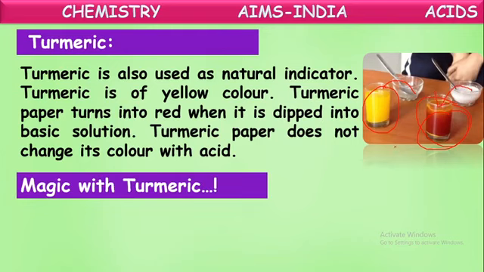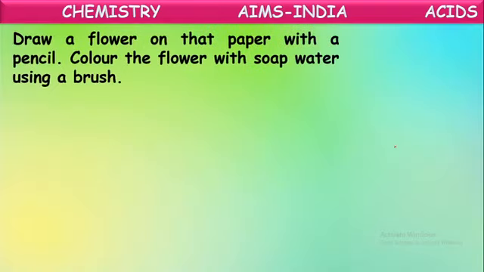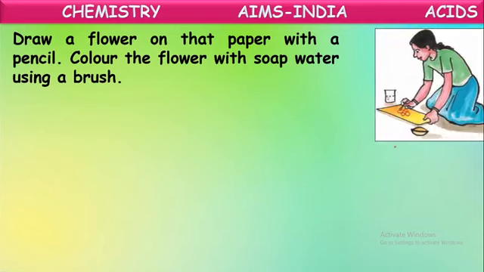Magic with turmeric. Yes, we can do some color magic with turmeric. That is, take some turmeric powder, add a bit of water to it and prepare turmeric paste. Rub this turmeric paste on a white paper so that the white paper becomes yellow in color. Now, draw a flower on that yellow paper with a pencil. Color the flower with soap water using a brush.